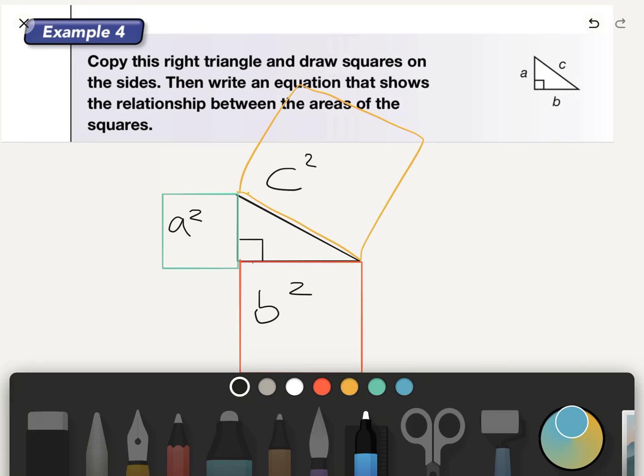Is C squared. So the relationship we can look at is that A squared plus B squared equals C squared.